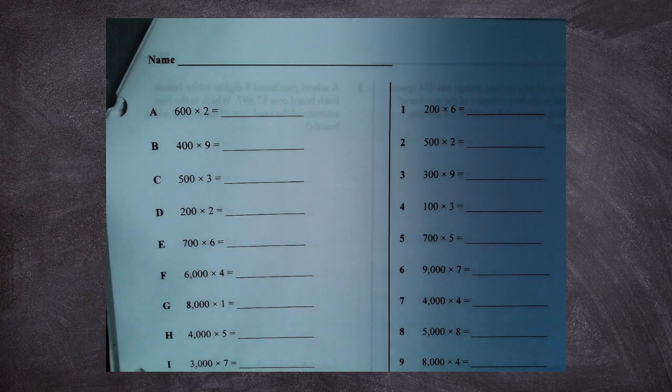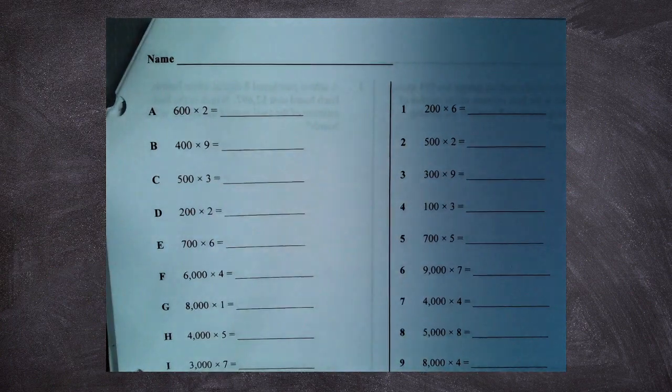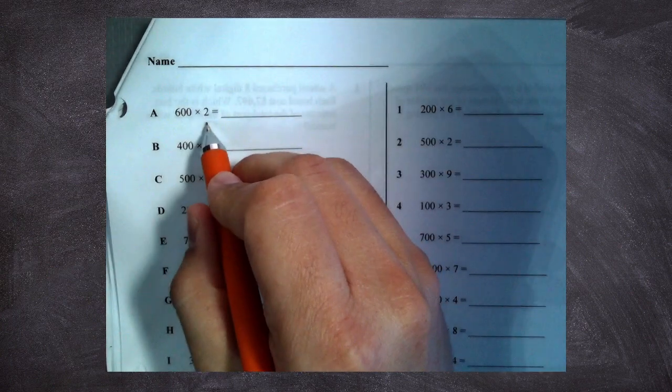Remember, we said that whenever we multiply and the number has zeros at the end, what they call trailing zeros, because the zeros are at the end of the number, like the number 10 or the number 100, there's a trick that you can use to make that problem easier. So we're going to do a few together. 600 times 2.